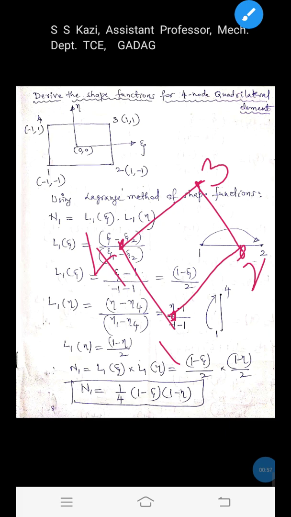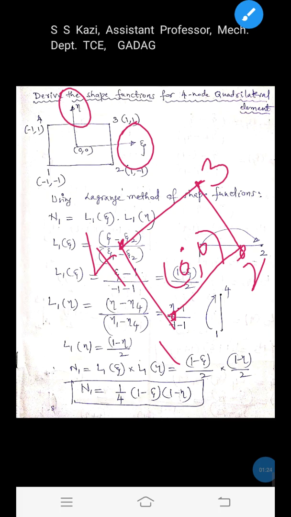Now we will derive the shape functions for this 4-node quadrilateral element in terms of natural coordinates, that is zeta in the x direction and eta in the y direction. The origin will be at the interior of this quadrilateral element, that is (0, 0). If this is the origin, write the coordinate values of each and every node, that is, the zeta and eta values of each node.